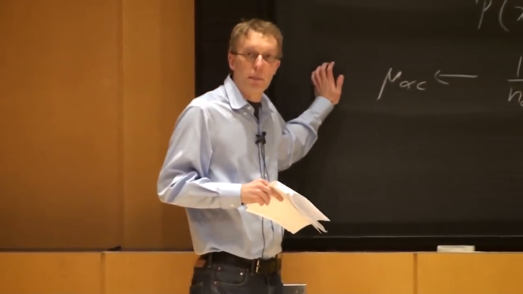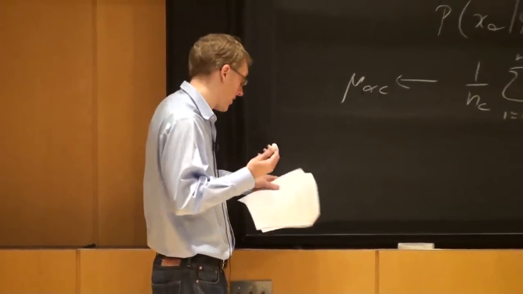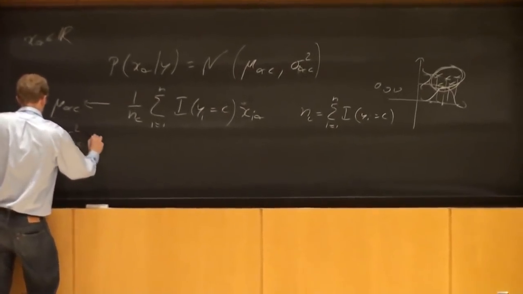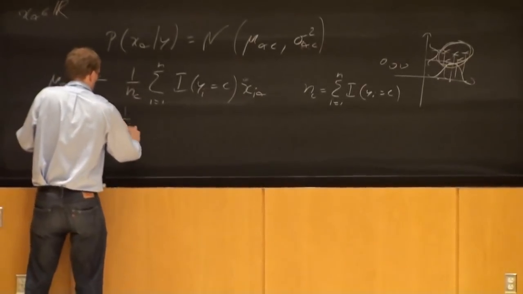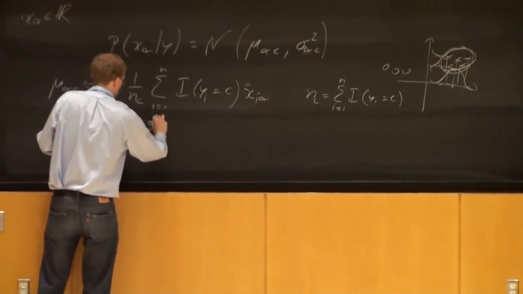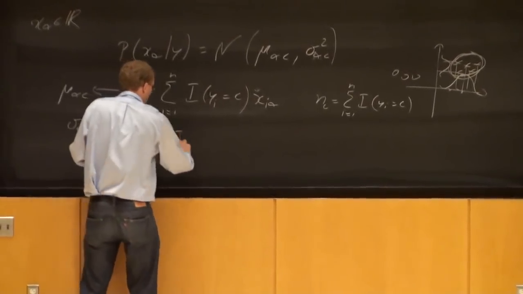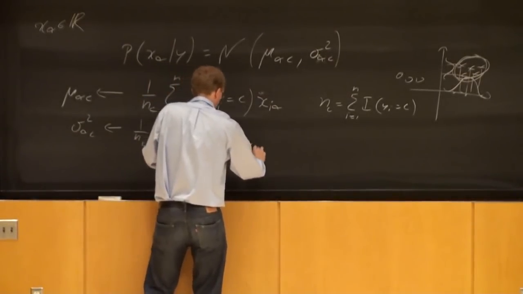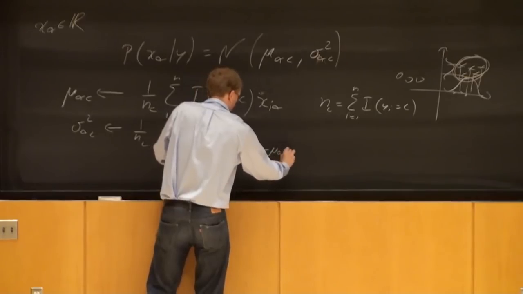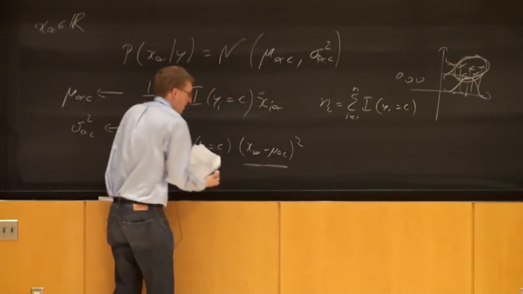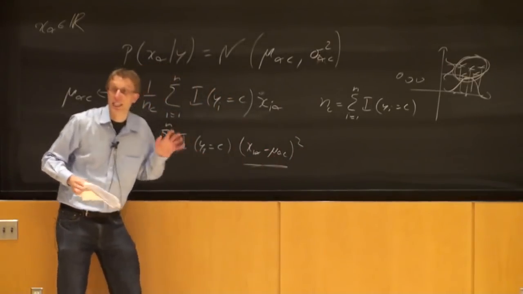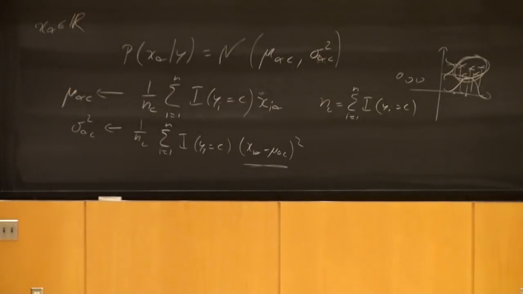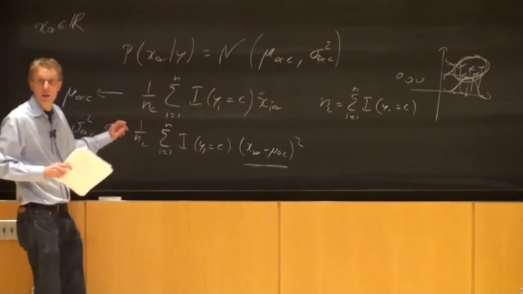Good, so once you estimate the mean, now you estimate the variance. Well, what's the variance? This is, again, not a big deal. It's just the definition of the variance. We sum over all the data points that have that label, and I compute the difference from the mean squared. That's exactly what the definition of the variance is. So hopefully that should make a lot of sense.